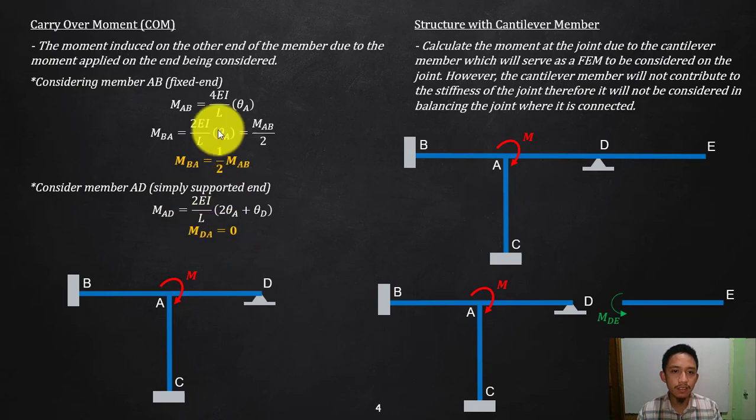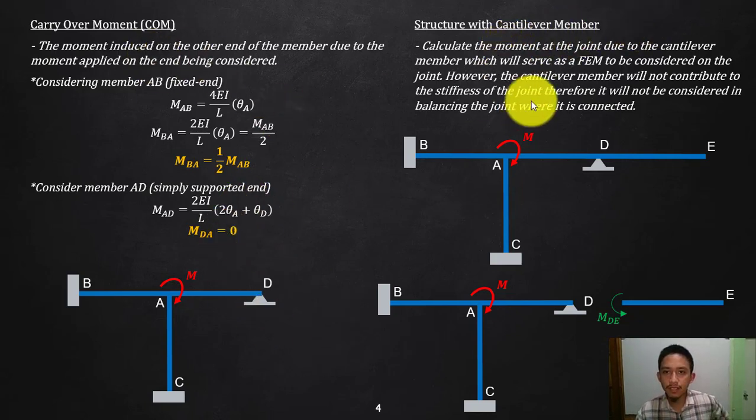So for a carryover moment, if your other end is fixed, then it will receive 1/2 of the moment received by its other end. If that is just a simple support, either roller or hinge, then that will not receive any carryover moment. So that will be 0. That is your carryover moment.